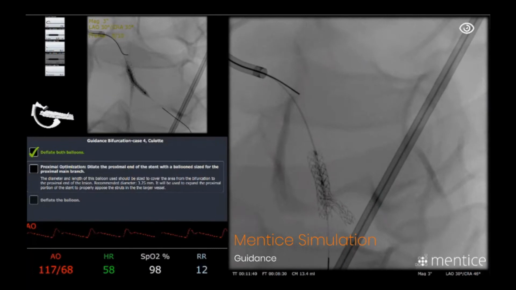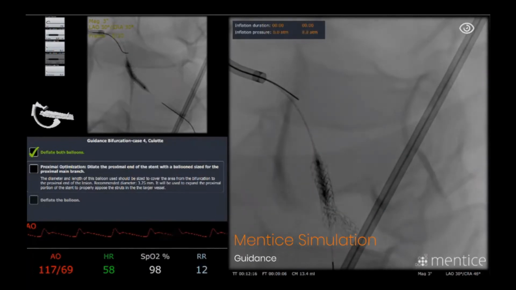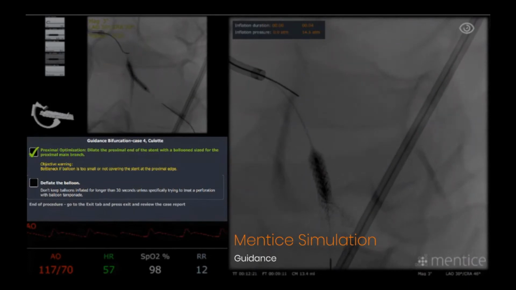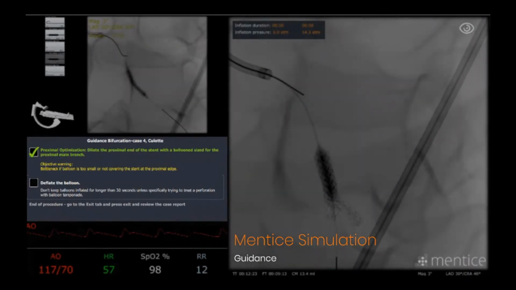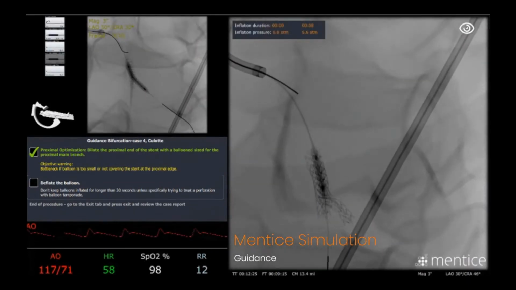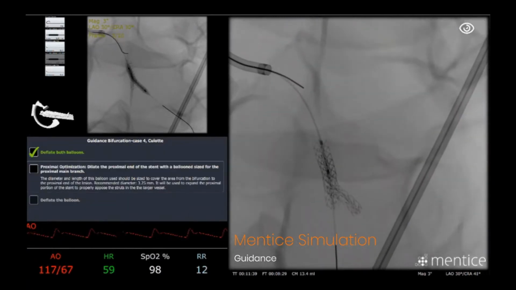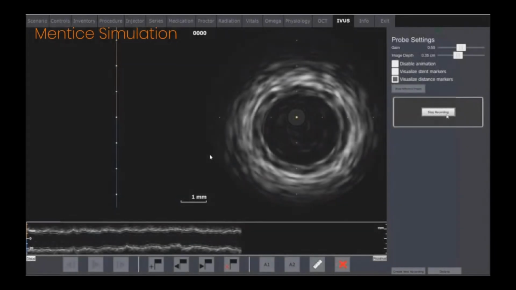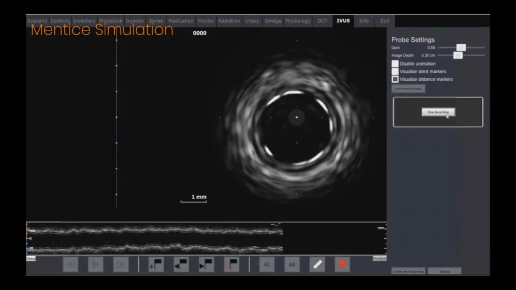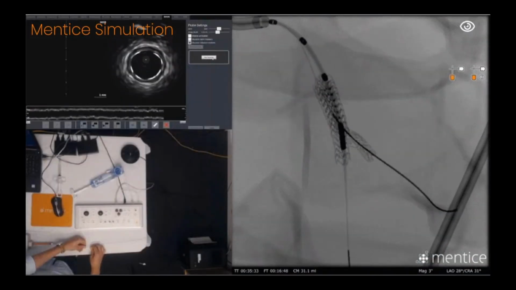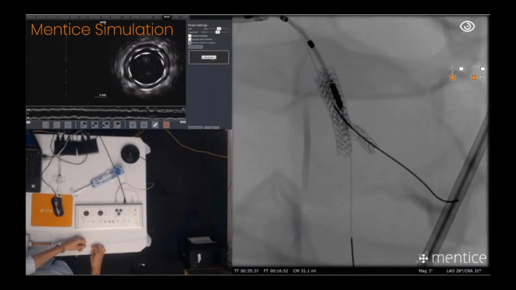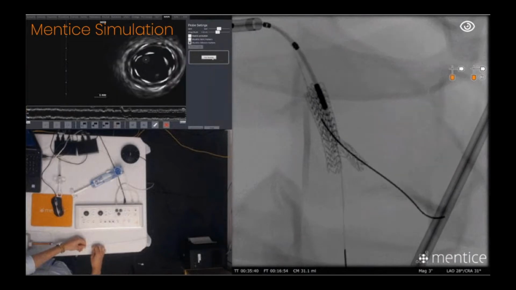We also give immediate feedback if a step is performed incorrectly or if there's something that could potentially cause problems going forward. We do this by constantly measuring how the devices move and how they are placed. In these cases, you can also utilize both IVUS and OCT to look at lesions and the results of your work, verifying stent apposition and expansion.